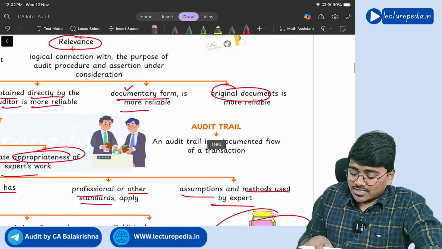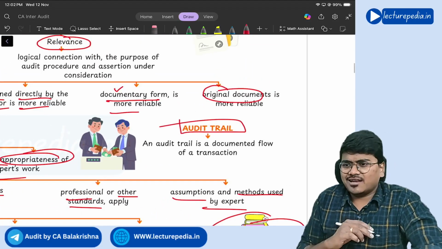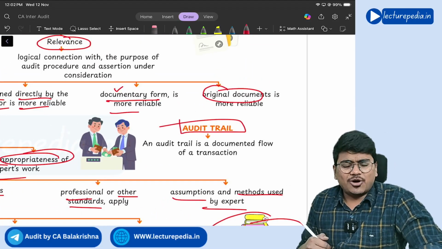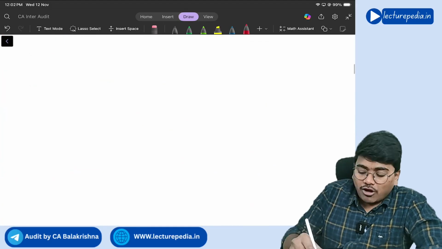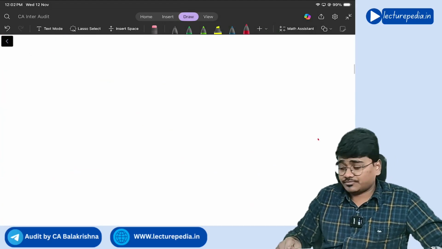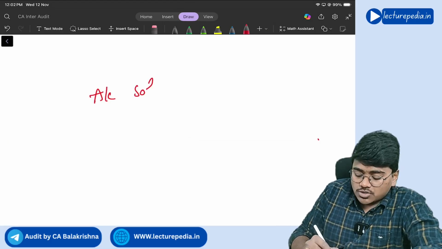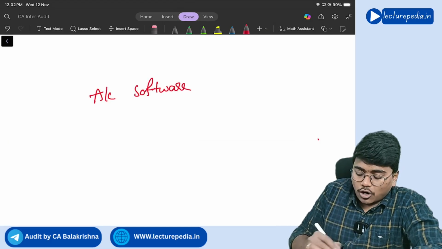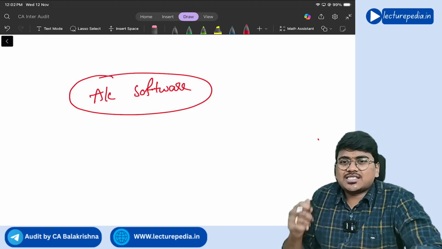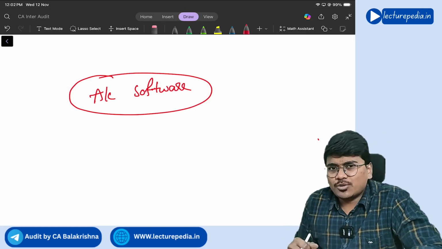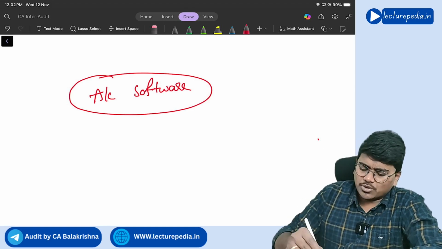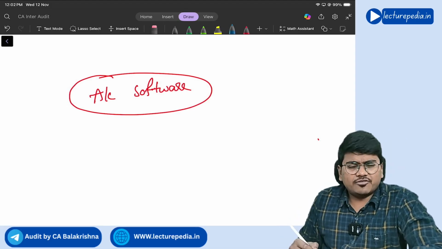Next, the concept of audit trail. Sir, what is meant by audit trail, sir? See, audit trail is a feature that will be there in the accounting software. Okay, audit trail is a feature that will be present in the accounting software that the organization has. Now what will this feature do, sir?